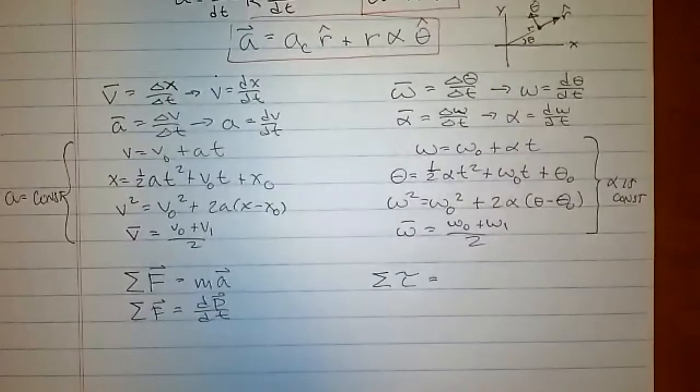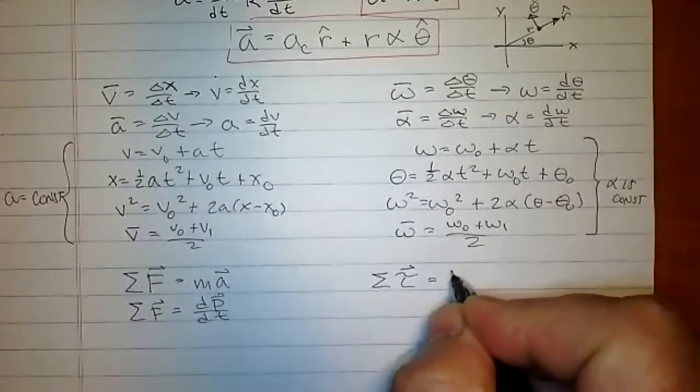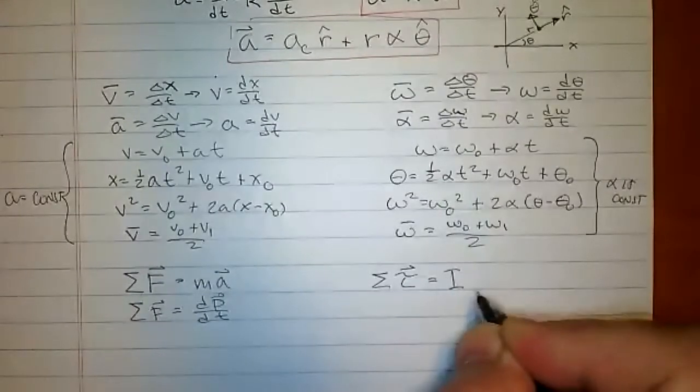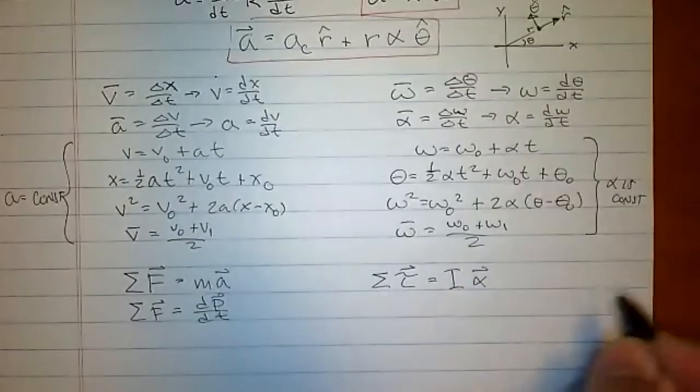So for that to happen, it's got to take into account not only the mass, but the relative distribution of the mass. So it's going to depend on the individual mass times the distance from the center of rotation squared. That's what we call the moment of inertia. I'll put this over here and replace the M with the I, the moment of inertia, and replace the a with the alpha.